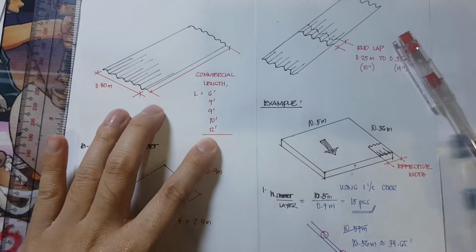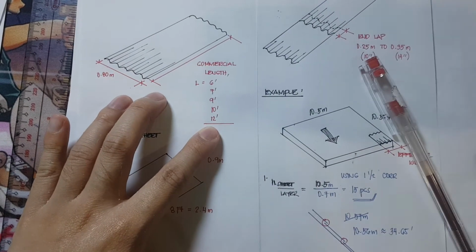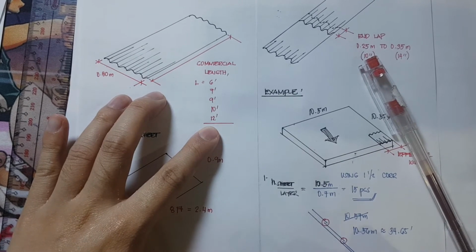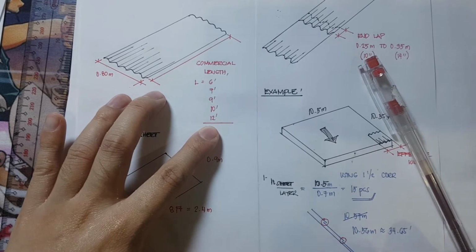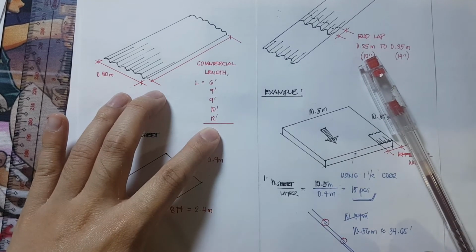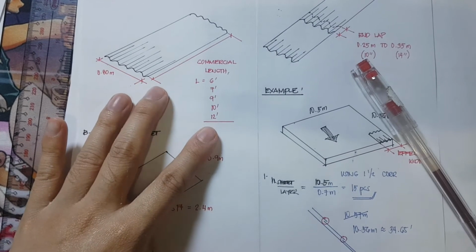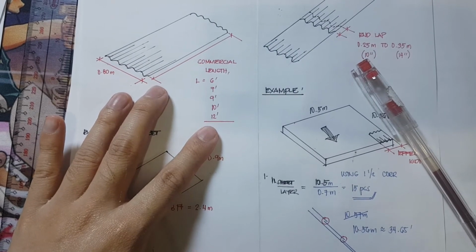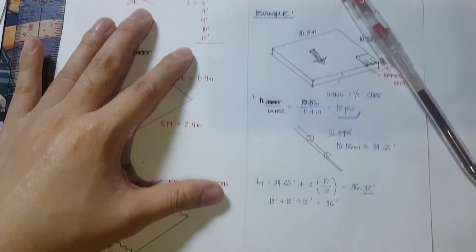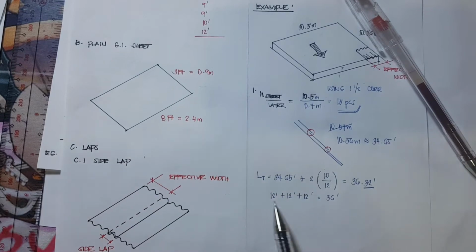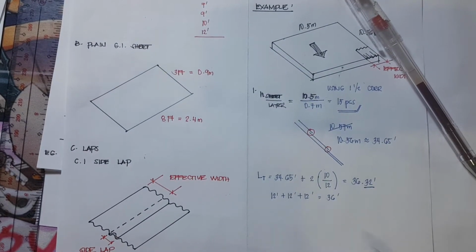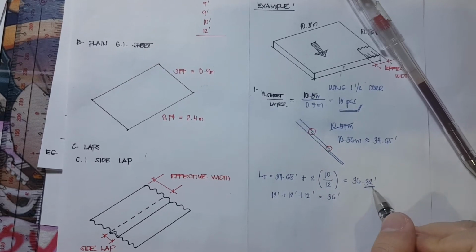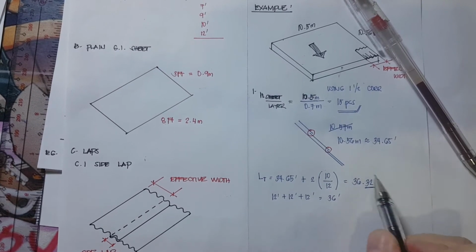Now going back to our commercial length, we have 12. Okay? So let's try 12. So we have 12 feet plus 12 feet plus 12 feet, and that is 36 feet. But we have an excess of 0.32 feet. I repeat, 12 feet plus 12 feet plus 12 feet is equivalent to 36 feet. So we are lacking 0.32.